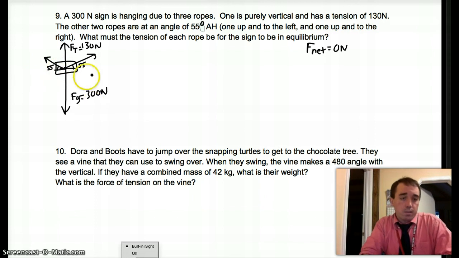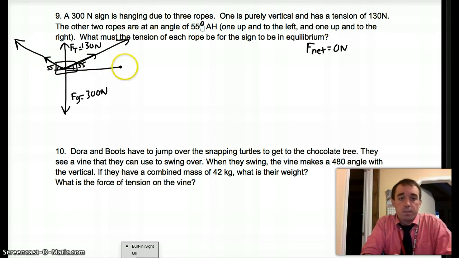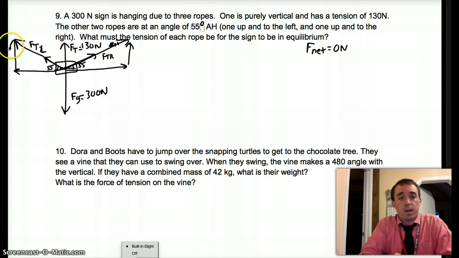Alright, so this gets a little tricky in some ways. I'm going to make these bigger just so they're a little easier to work with. Both of these extra tensions, I'll call this one Ft left and this one Ft right. Both of them have components. One of them is to the left for the Ft left, but it also is up for Ft left. And then same goes for the right: one is to the right, one is up.